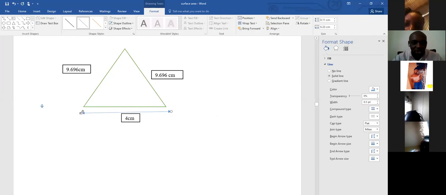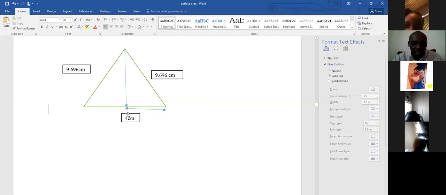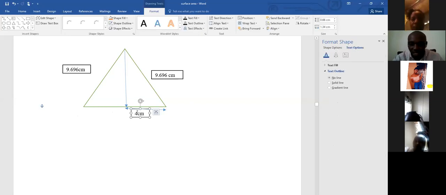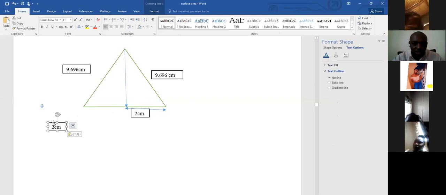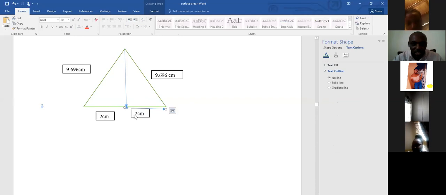Now this base is 4. So I divide it by 2. If I divide it by 2, the height is going to be here. So this, if I divide it by 2, is 4. From here to here in the middle it will be 2 centimeters. So this distance here is now not going to be 4 but now 2. And this other one also will be 2 centimeters. It is here. But the whole base will be 4 centimeters. So it does not change.